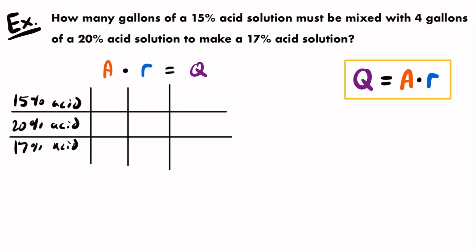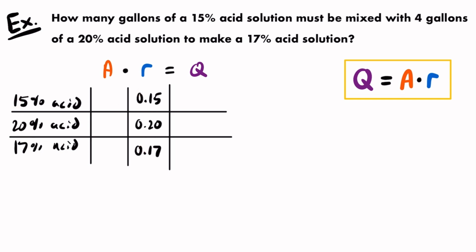Okay, and so now that we have this chart built, let's fill in the information that we know. And in this case, the easiest column to fill in will be the values of R, the percent concentrations, because those percentages are attached to each of those solutions, right? We have 15% acid here, 20% acid here, and 17% acid here. So just convert those percentages to decimals and write those in here for R. All right, so we have 0.15, which is 15% as a decimal, then 20%, or 0.20, and then 17%, or 0.17. In each case, just move the decimal place over 2 places to the left, or divide those values by 100 to get the corresponding decimals.